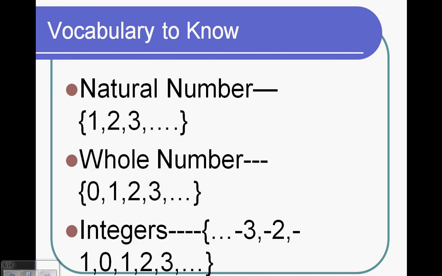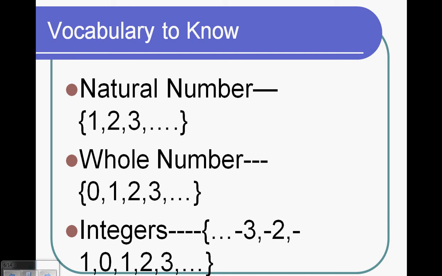Natural numbers are numbers that start at 1 and are essentially counting numbers. So you're counting 1, 2, 3, 4. That's called the natural number set. The whole number set also includes the 0, so it's the natural numbers with a 0 included.